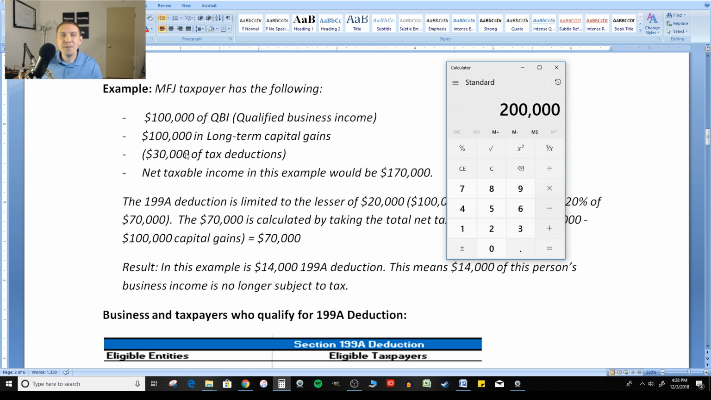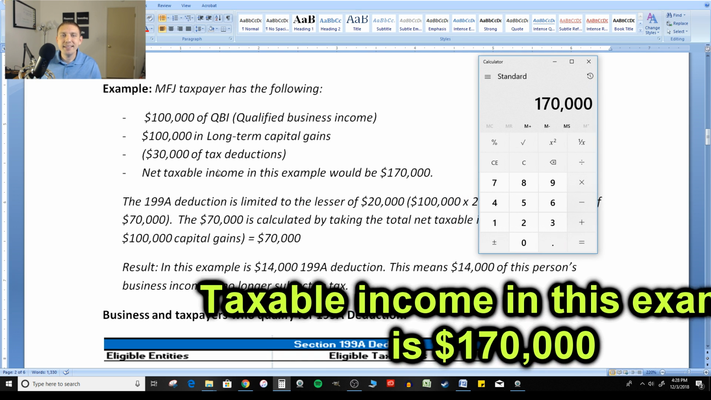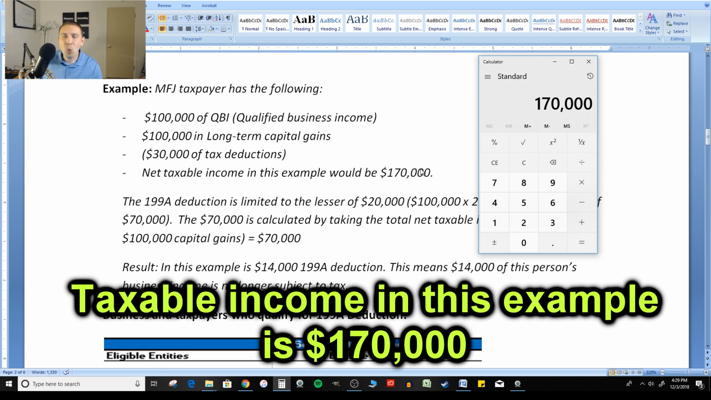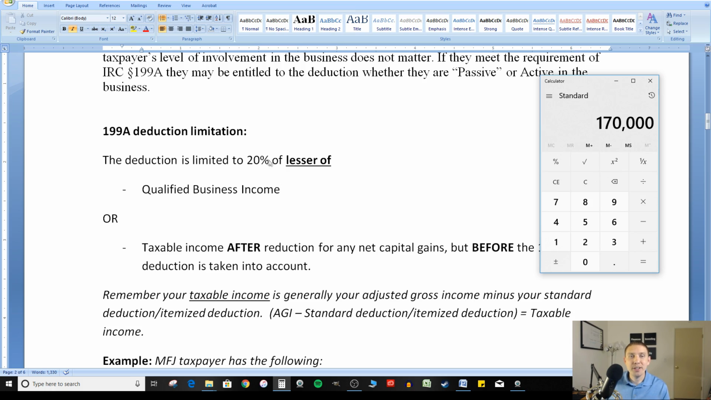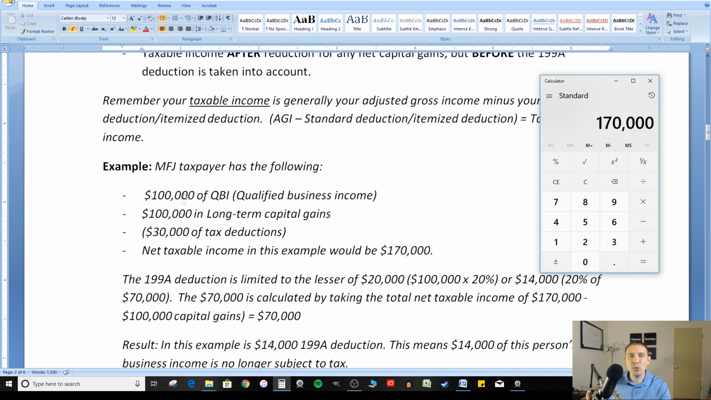So now they have $30,000 of tax deductions. Let's just pretend these are their itemized deductions. So now, from this $200,000, we subtract $30,000. So this means their net taxable income in this example would be $170,000. But now we have to apply this set of rules or this logic in order to calculate our deduction. Okay, so it's 20% of the lesser of either qualified business income or taxable income after reduction for any net capital gains. When we first come down here, we see that their qualified business income is $100,000, correct? So we know what that is.